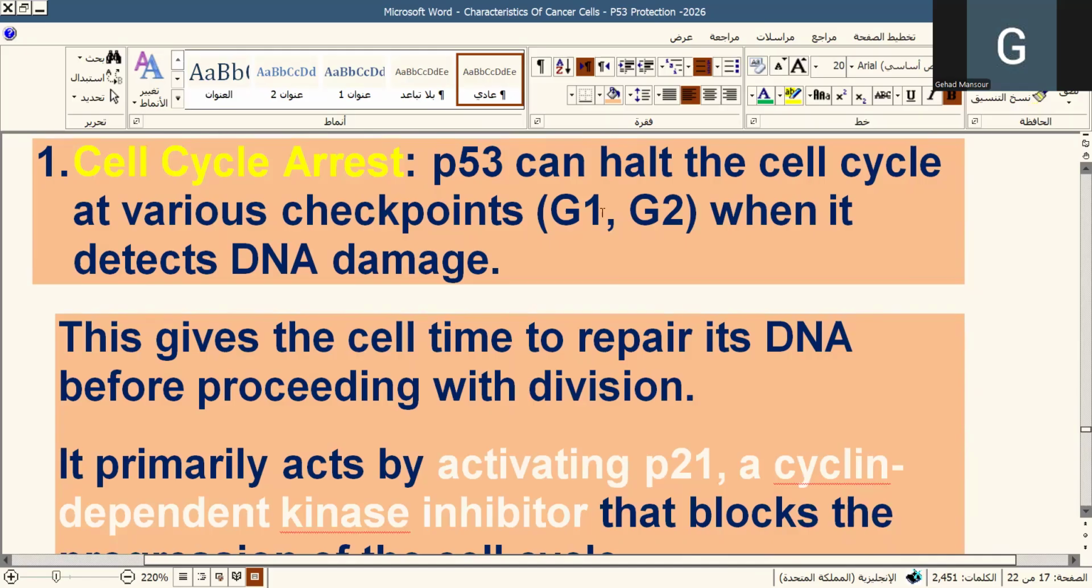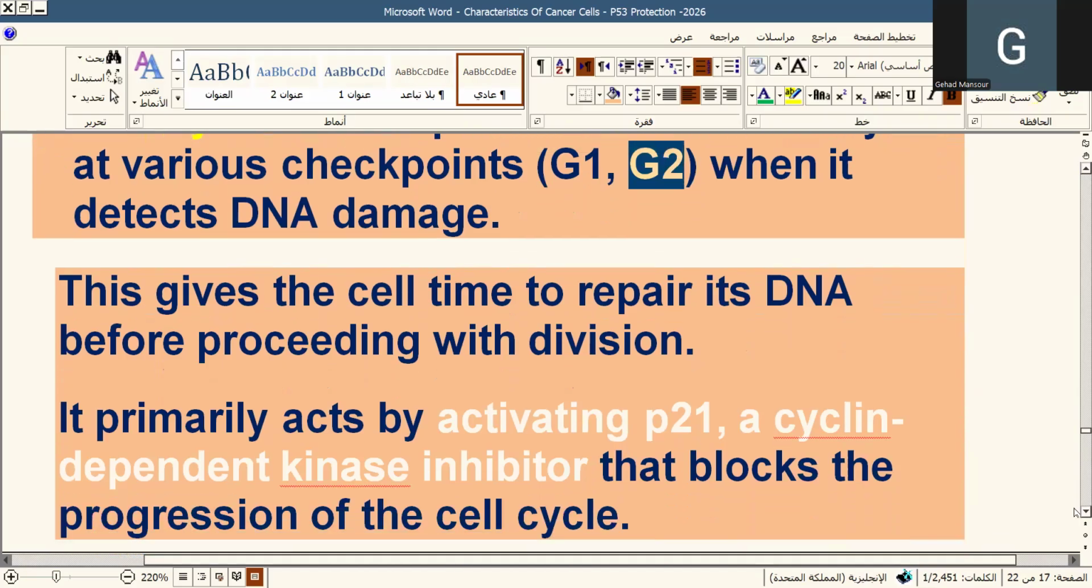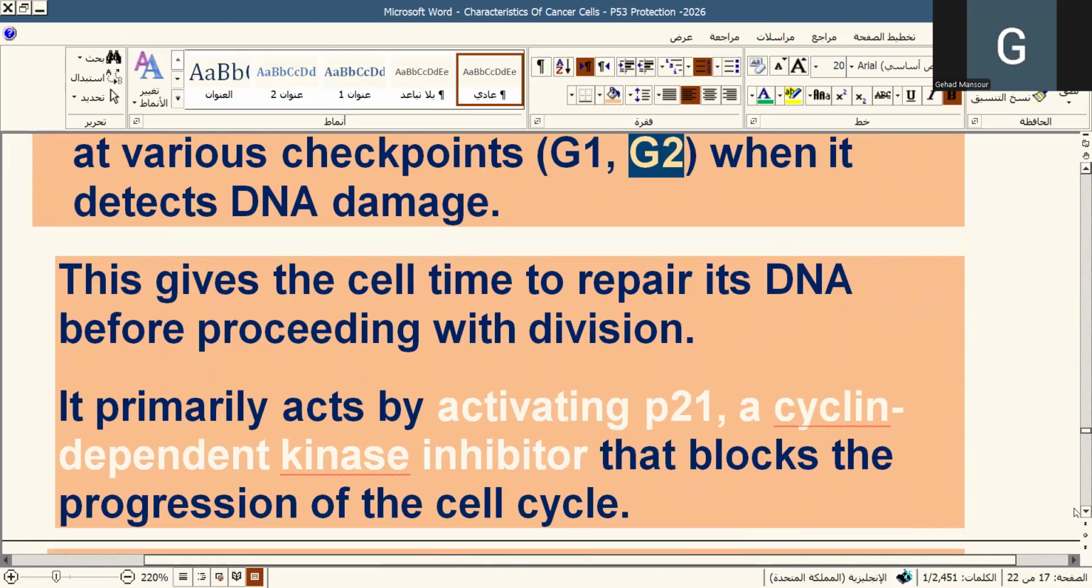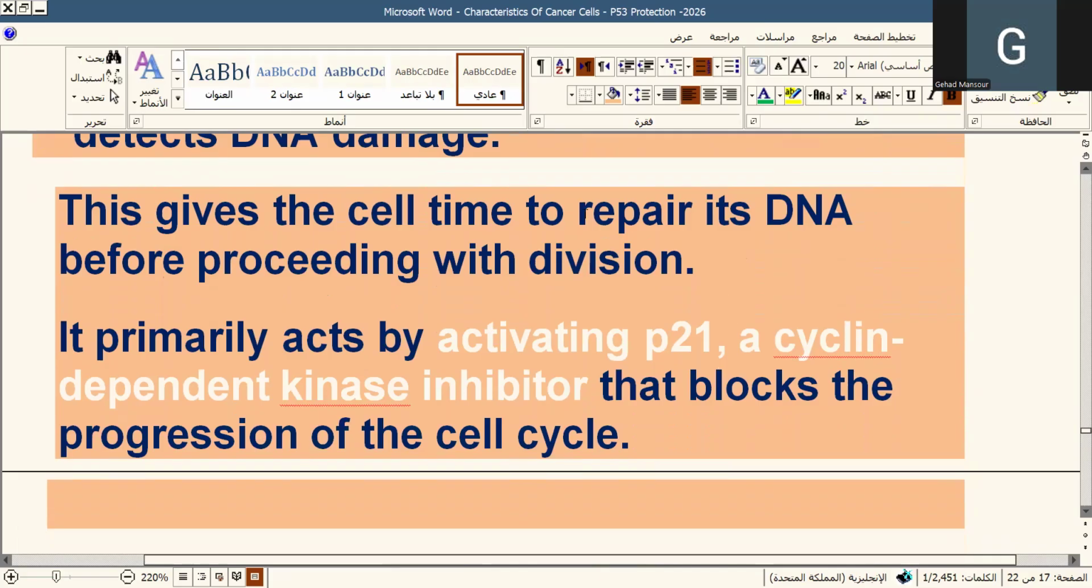When the cell cycle is halted or paused after G1 or even after G2, I mean after the S phase, so whether it is after the G1 phase, which is the G1 restriction point, or after the S phase, which is the G2 restriction point, the aim of such arrest is not to discard the cell for no reason, but it is to buy time to try to repair the DNA of the cell before proceeding with cell division.